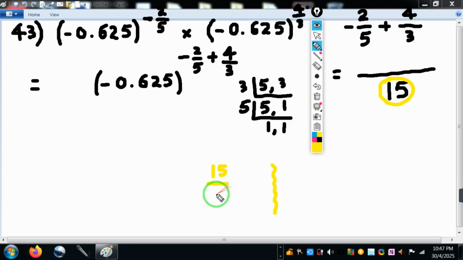Over the bottom is 5. Then multiply by the top, which is 2. Cancel 1, cancel 3. 3 times 2 is 6. But please watch out, there's a minus, so that minus you bring in here.